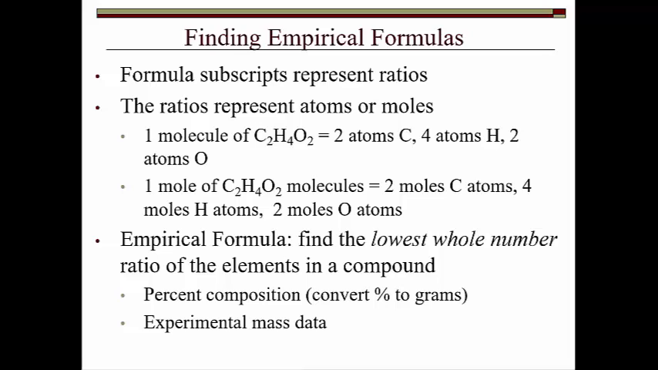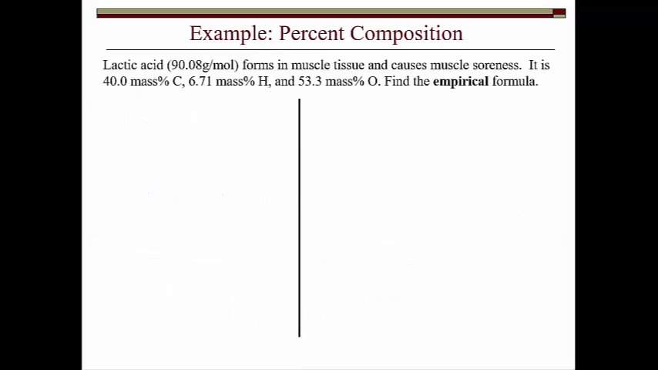So let's take a look at an example of each of these two types of problems you would be given for empirical formula. So the first type, percent composition. Here we have lactic acid, and we know from an experimental analysis that it is 40% by mass of carbon, 6.71% by mass of hydrogen, and 53.3% by mass of oxygen. So we want to know what is the lowest whole number ratio of the carbon, hydrogen, and oxygen in lactic acid. What is its empirical formula?